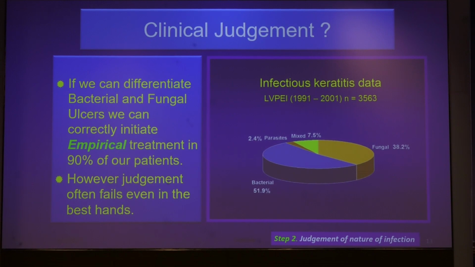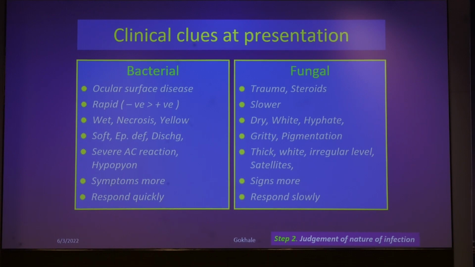As an average practitioner, I think if we can figure out whether it is bacteria or fungus, maybe 90% of our ulcers we would be able to manage. However, even in the best hands, distinguishing these two entities is quite a task and a difficult process.